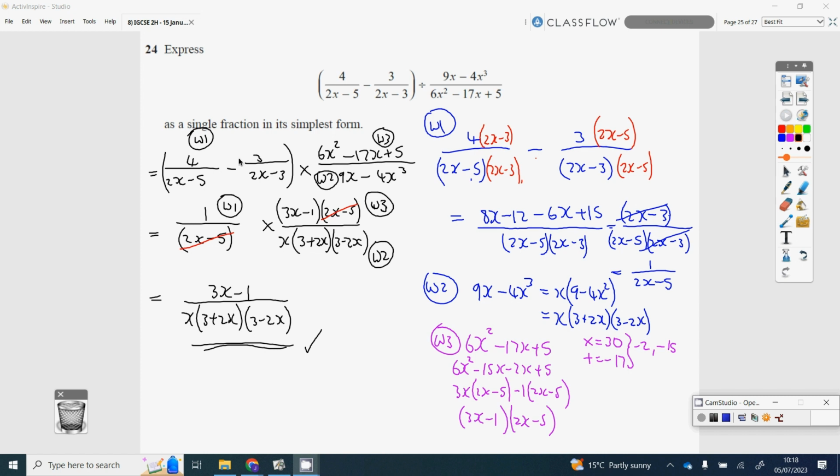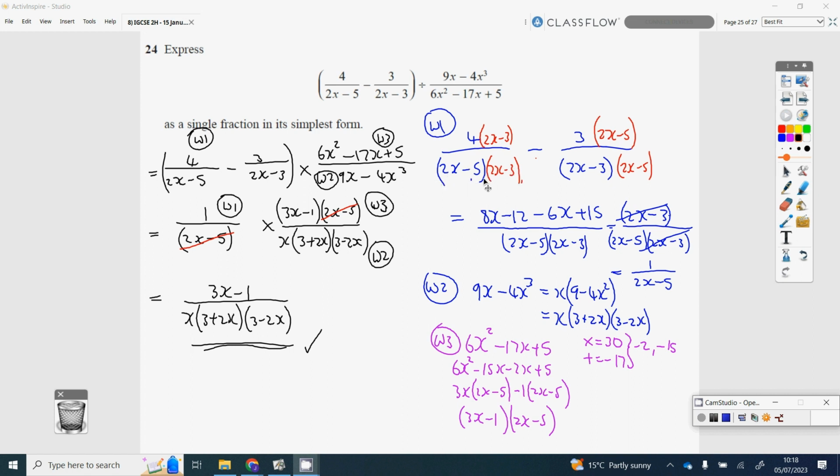Now, working number one, I'm subtracting these fractions here. So I'm working out inside this bracket, and I've done this over here. I need a common denominator. So I've chosen with this first fraction to multiply top and bottom by 2x minus 3. And the second fraction, I'm choosing to multiply top and bottom by 2x minus 5. That gives me this common denominator.